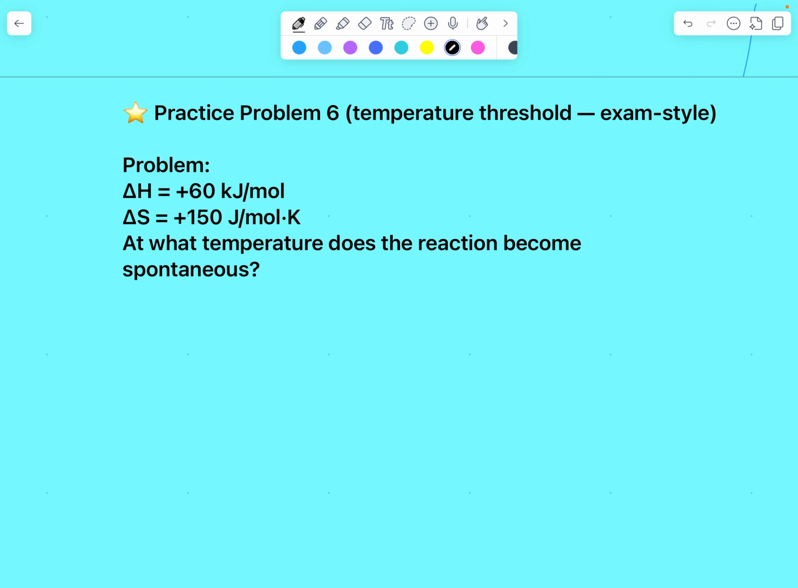So here we have delta H equals 60 kilojoules per mole, delta S, 150 joules per mole Kelvin. At what temperature does the reaction become spontaneous? Okay, so let's talk about it.